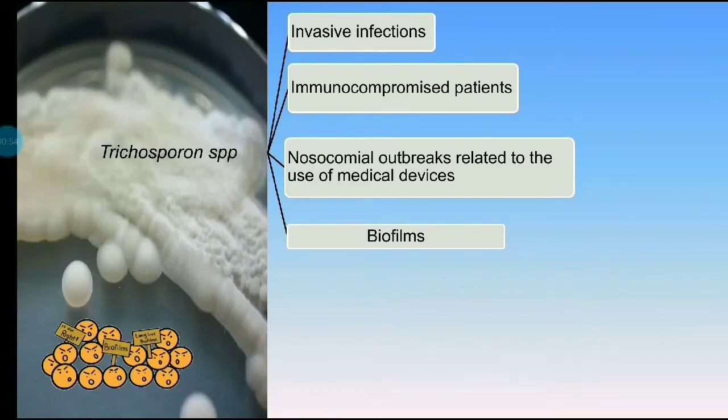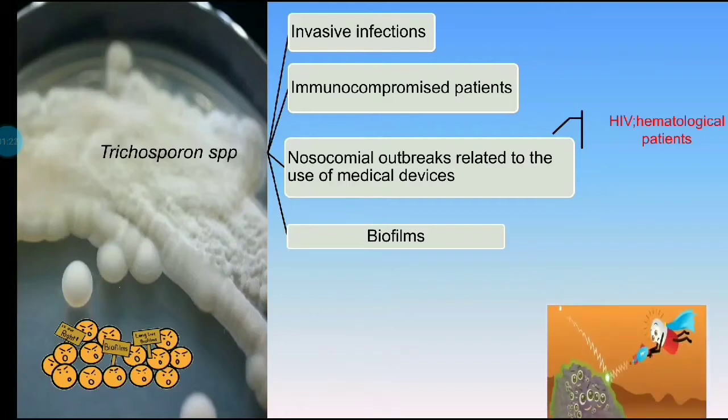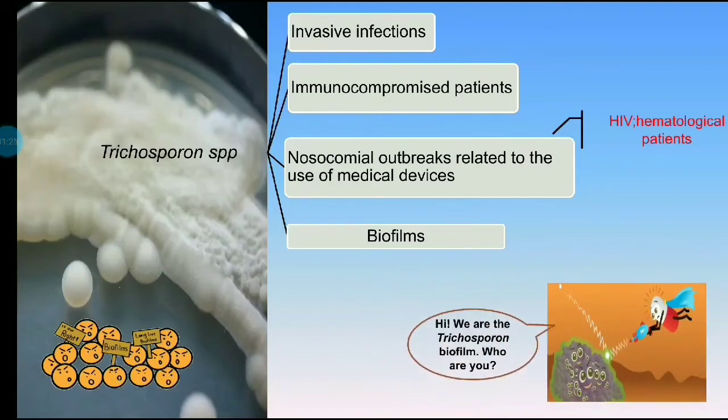Let's look at another aspect of them. Most invasive trichosporonoses affect immunocompromised patients. Secondly, they cause nosocomial outbreaks related to the use of medical devices such as catheters and other devices. As you can see in the box, the people affected are especially HIV and hematological patients. Look at the picture on the right. It shows the biofilm formation and the antifungal drug trying to kill them. Biofilm contributes to systemic infection.